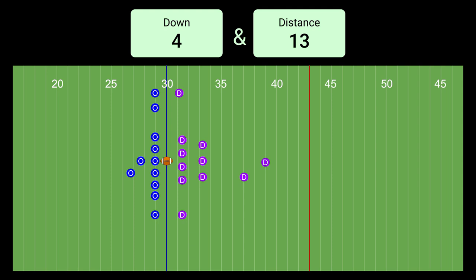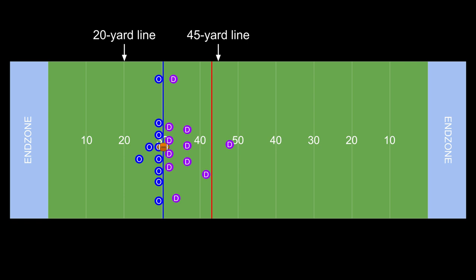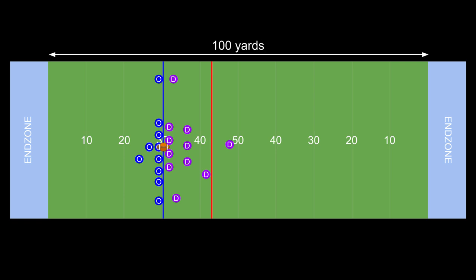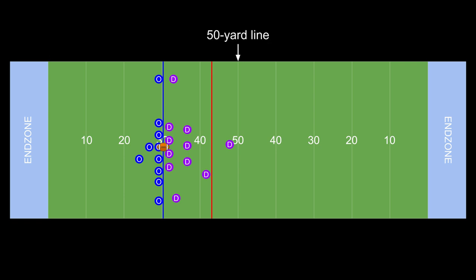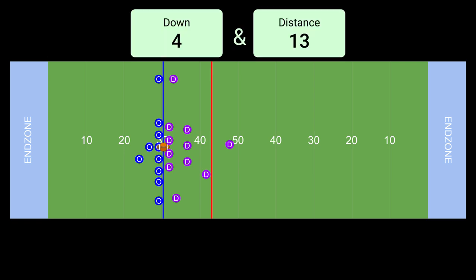Now, we're currently zoomed in on the field, looking between the 20-yard line and the 45-yard line. But if we zoom out a bit, we can see the entire field, which is 100 yards long. The 50-yard line is in the middle, but the yard lines go down to the 1-yard line on each end of the field. And as you can see here, we are on a 4th and 13 with the ball on our own 30-yard line. So if we don't cross that red line, the purple team gets the ball back on our 30-yard line, which is very close to our end zone, making it very easy for them to score.